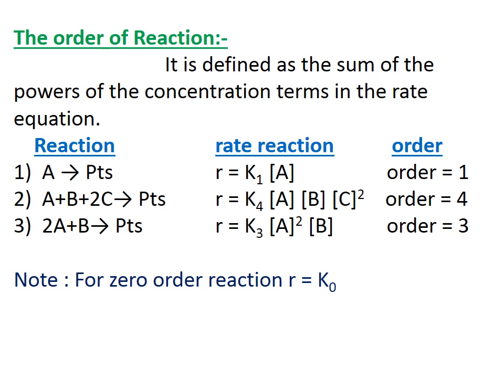And in the case of 3, 2A plus B gives product. The rate will be equal to rate constant K3 into concentration of A squared into concentration of B. The order will be equal to 3. Depending upon the powers of the concentration terms in the rate equation, we decide the order, or simply speaking, it is defined as the sum of the powers of the concentration terms in the rate equation. For a zero order reaction, R equal to K0.